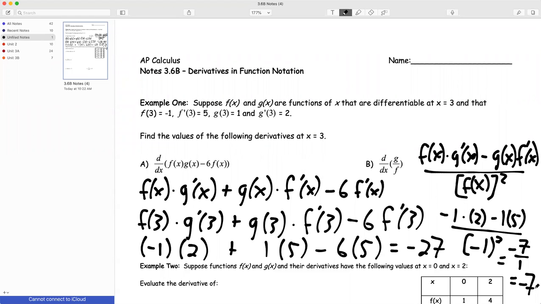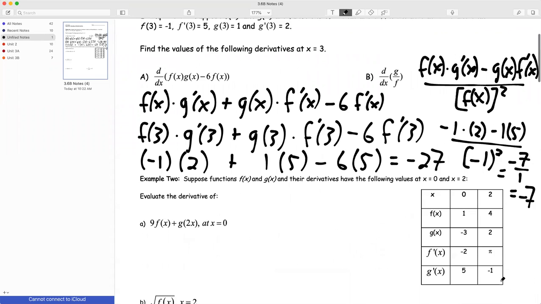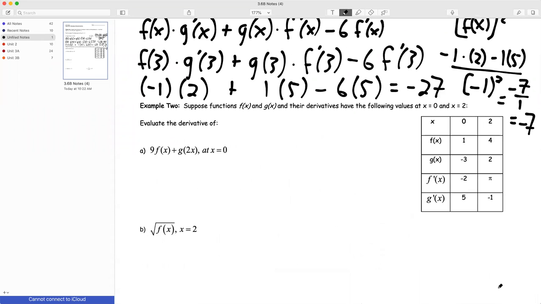Questions on any of the first 2 examples there? All righty then. Example 2. Suppose functions f of x and g of x and their derivatives have the following values at x is equal to 0 and x is equal to 2.